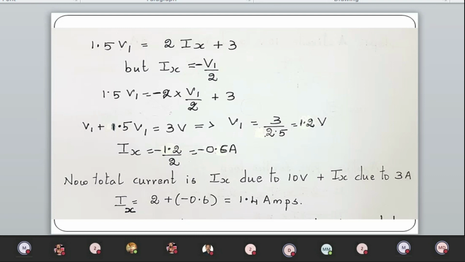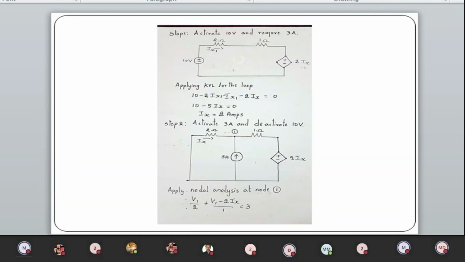Please take care of the direction. The direction is very, very sensitive. I have written Ix as minus V1 by 2. The reason is, you can notice it is actually opposing node 1.